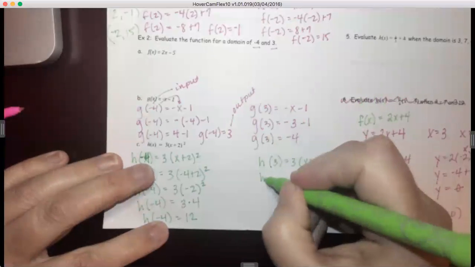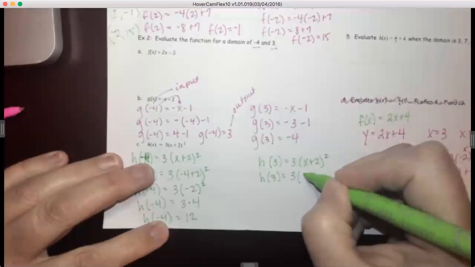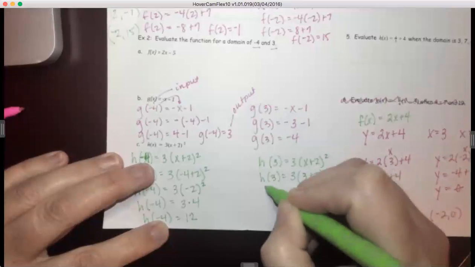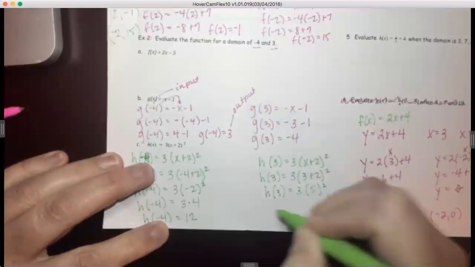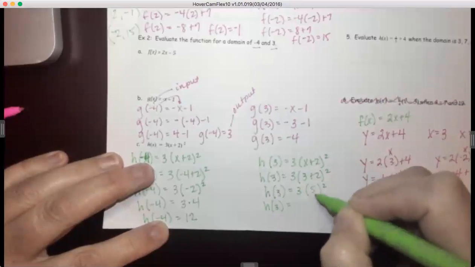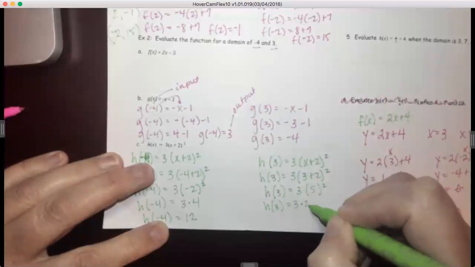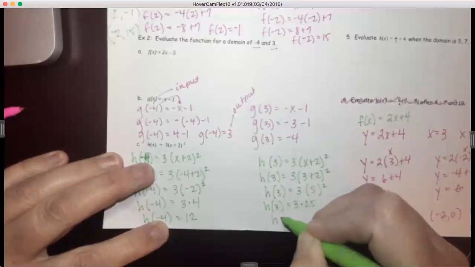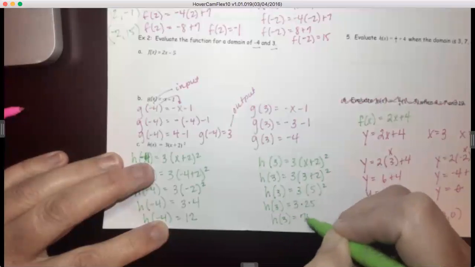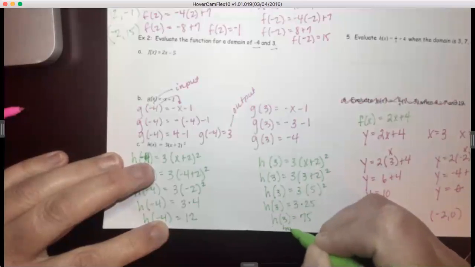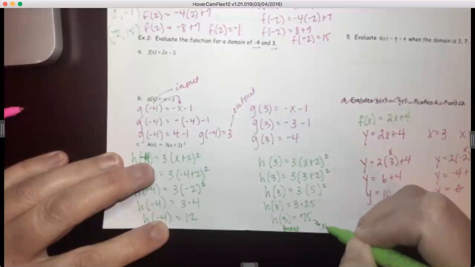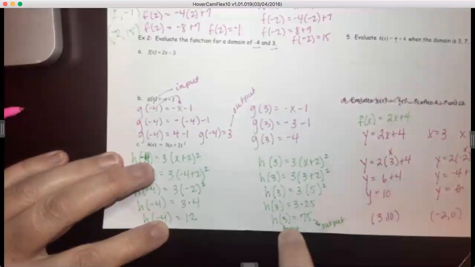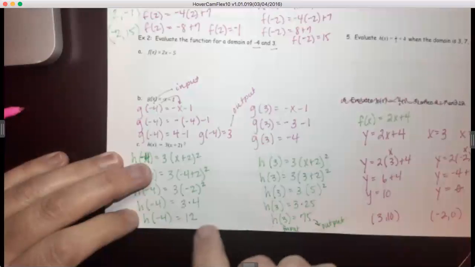Okay, here we're going to do h of 3 equals 3 times 3 plus 2 squared. We're going to add them together first. Then we're going to square: 5 squared is 25. And then we have h of 3 equals 75. Input, output. X, y, x, f of x, input, output.